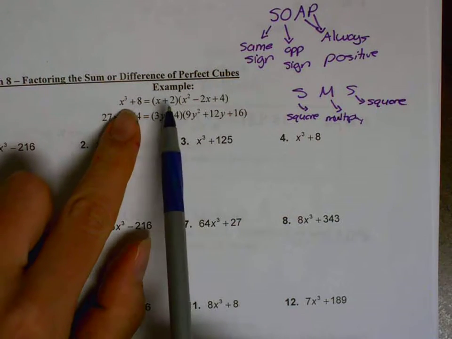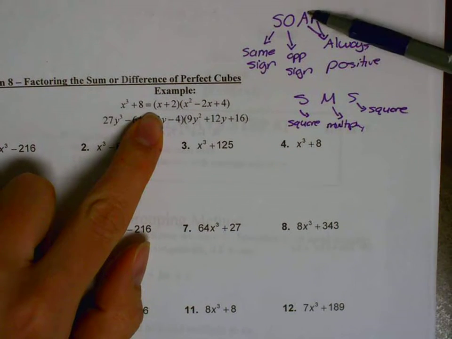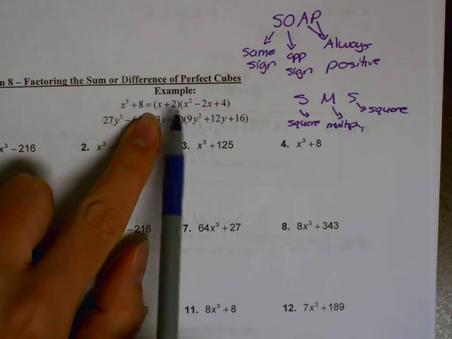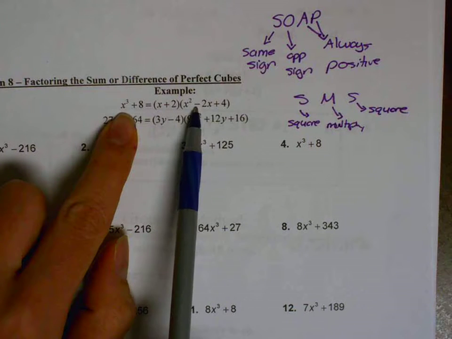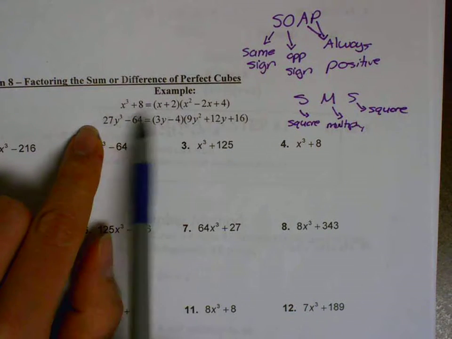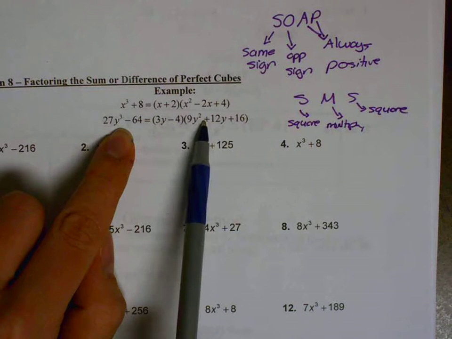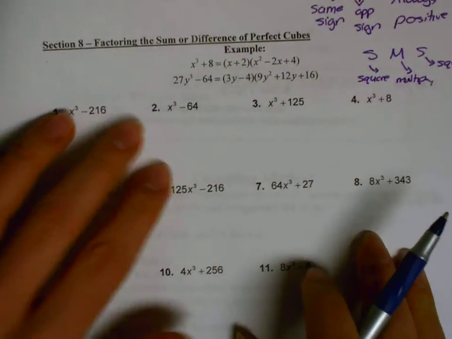So here, if I have plus, I can use the acronym SOAP to remember my signs. SOAP stands for same sign, opposite sign, always positive. So here I have same sign, because it was plus, opposite sign, always positive. Or here, for minus, SOAP: same sign, opposite sign, always positive. So let's take a look at number 1.